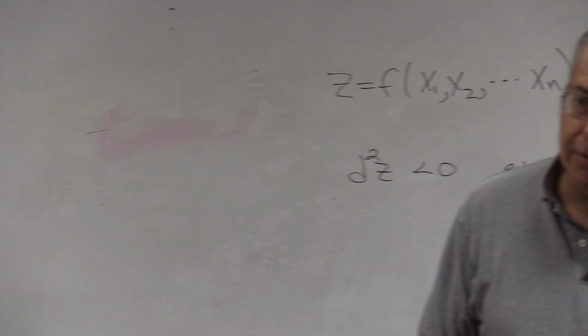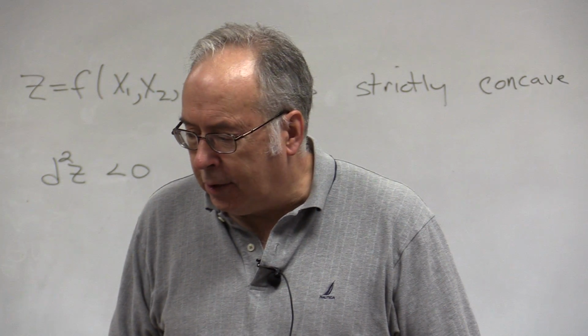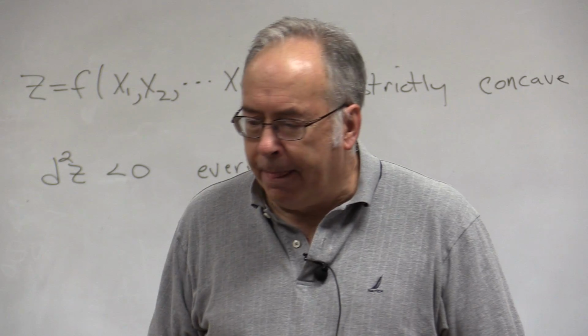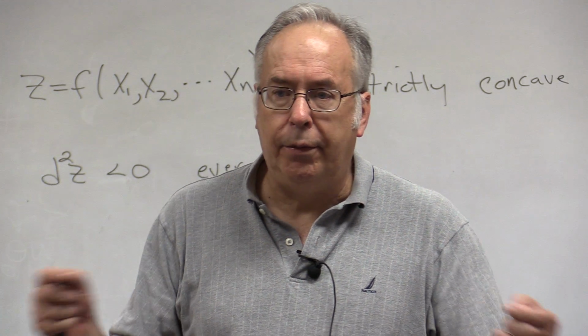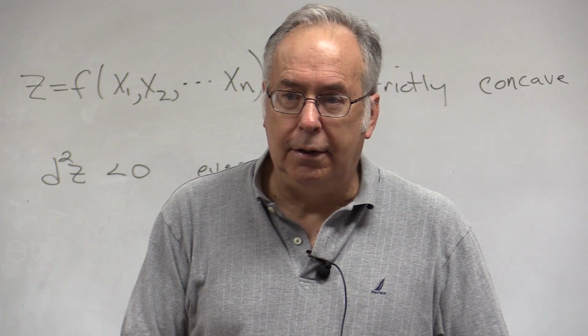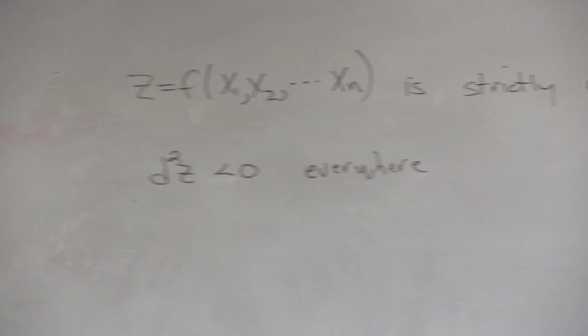So we have three different methods. We have the algebraic method of determining concavity and convexity. We have the method using the first derivative. And we have methods using the second order total differential, whether that's negative definite or positive definite. And realize there is a difference.